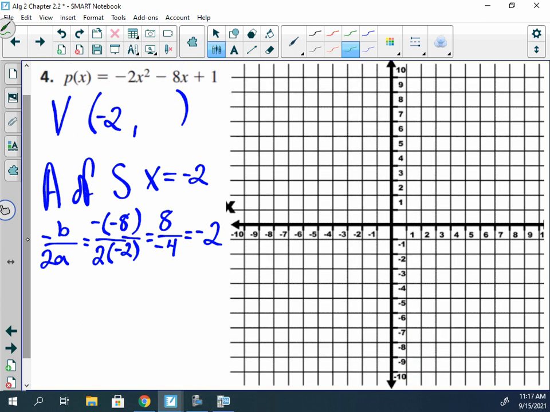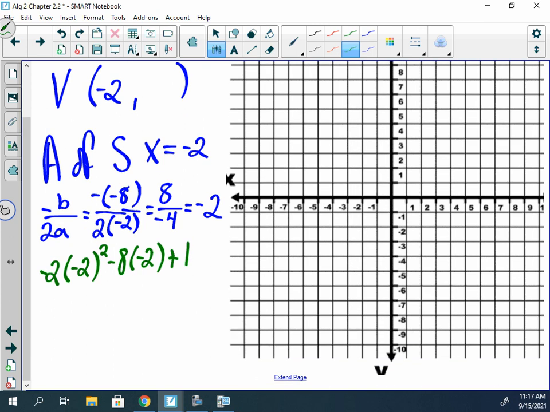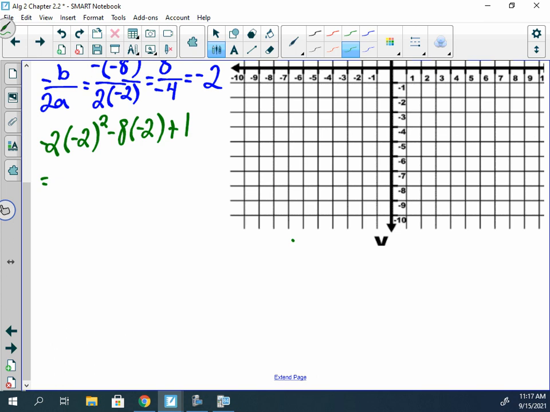Now to find the y value, we just need to plug that x value back in, yes? So if we plug it back in, we'll have negative 2 squared minus 8 times negative 2 plus 1. And again, we could have typed this all into the calculator and gotten our answer. Or if we simplify this by hand, negative 2 squared is 4. Negative 8 times negative 2 is going to be plus 16 plus 1. Negative 2 times 4 is going to be negative 8. 16 plus 1 is 17, and negative 8 plus 17 is 9.